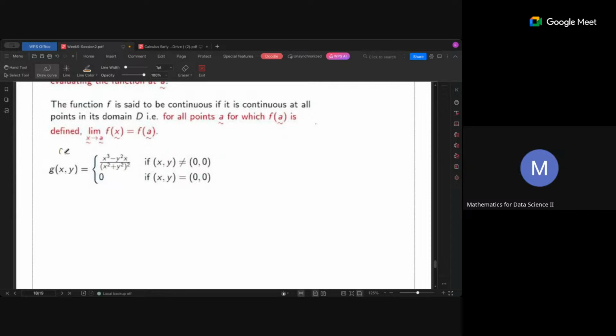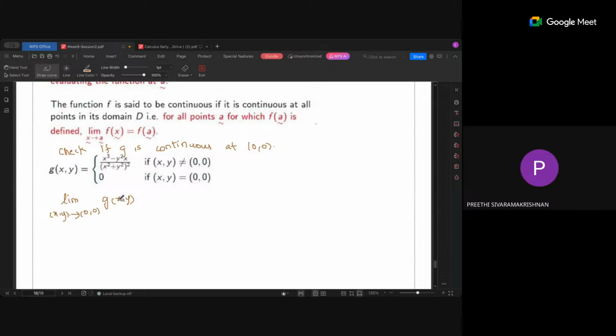Check if g is continuous at (0, 0). So how do we do that? First of all, at (0, 0) is the function defined? Yes, ma'am. Okay, so what is the next thing we need to check then? The limit. Yeah, this is the next thing we need to find, whether this limit exists or not. So how do we find the limit of this function?